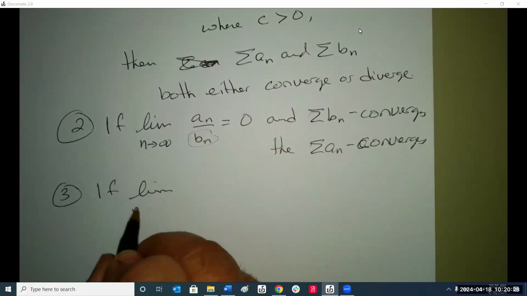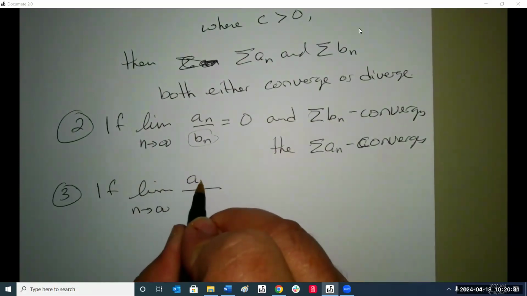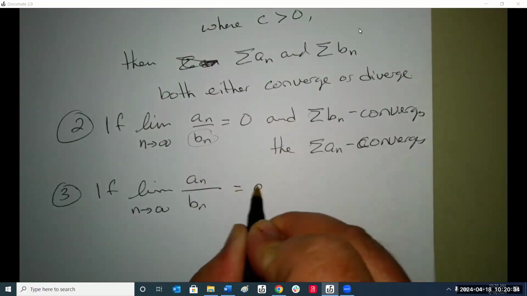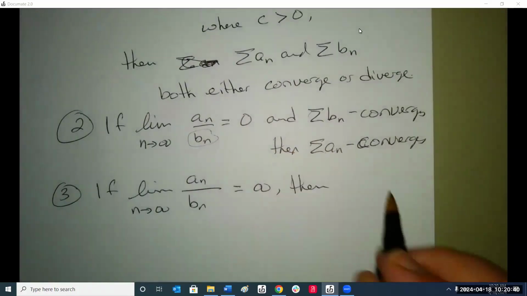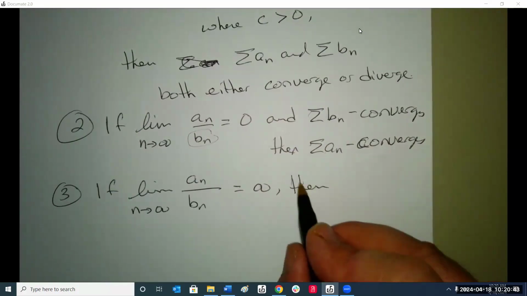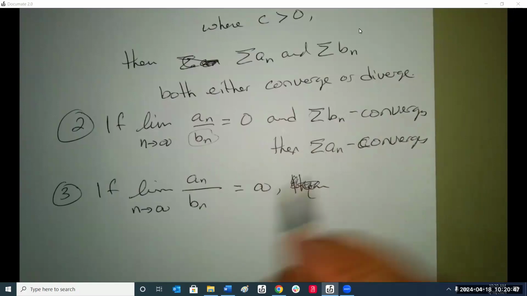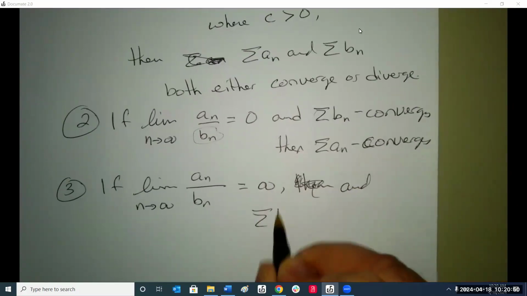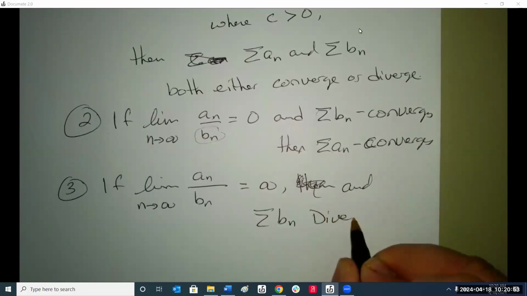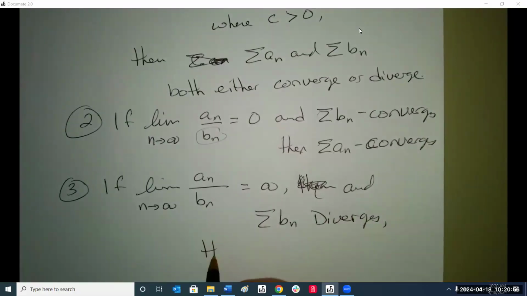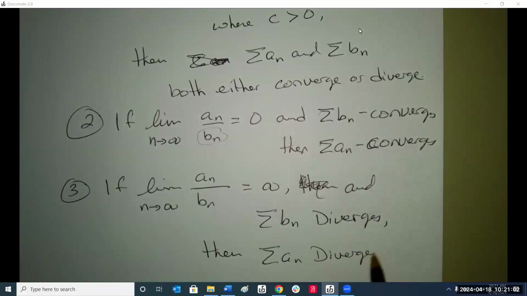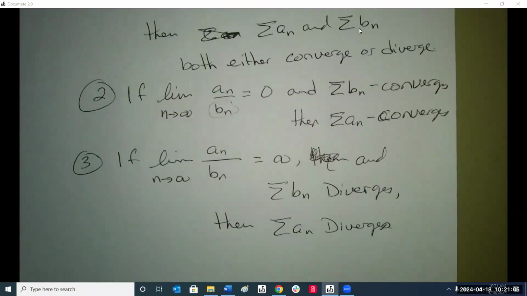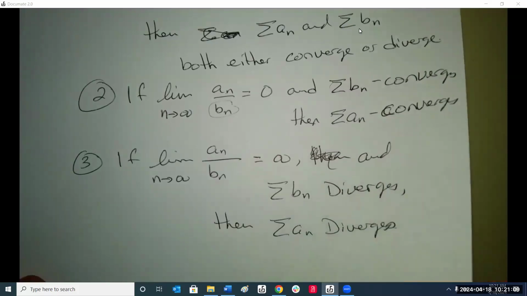3. If the limit as n goes to infinity of a sub n over b sub n equals infinity, and the summation of b sub n diverges, then the summation of a sub n also diverges. Right?